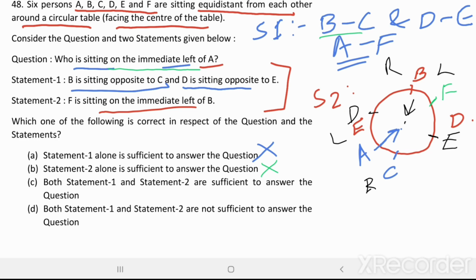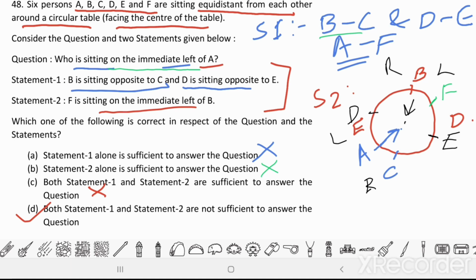So both statement 1 and statement 2 are not sufficient to answer the question. We can eliminate option C also. Then the answer is option D. Both statement 1 and statement 2 are not sufficient to answer the question, who is sitting on the immediate left of A?